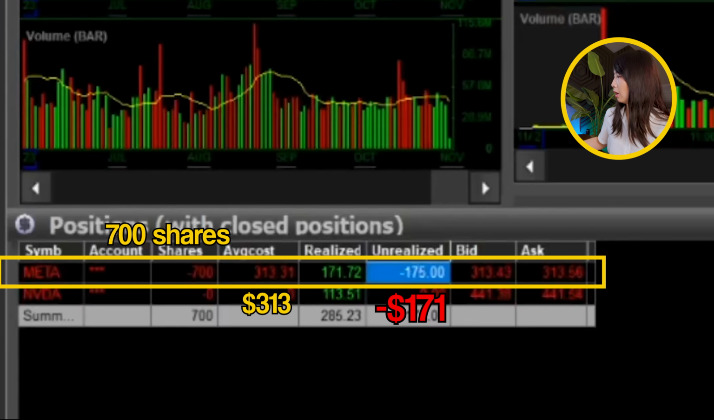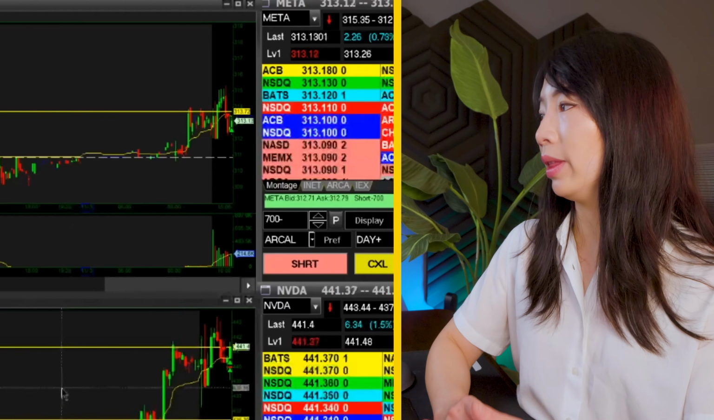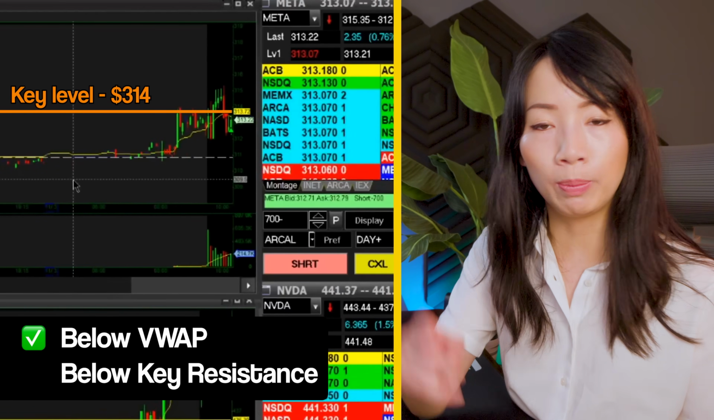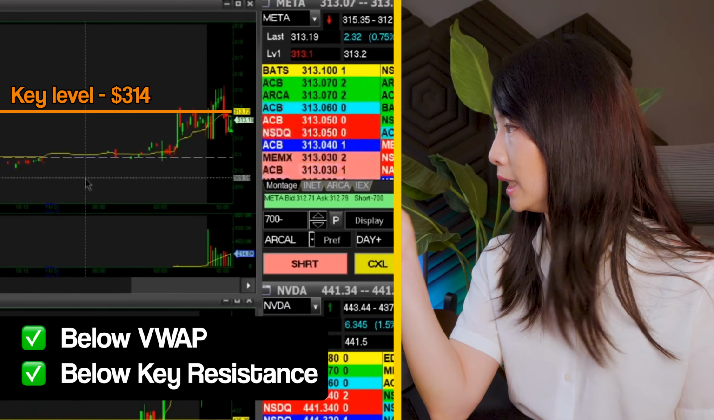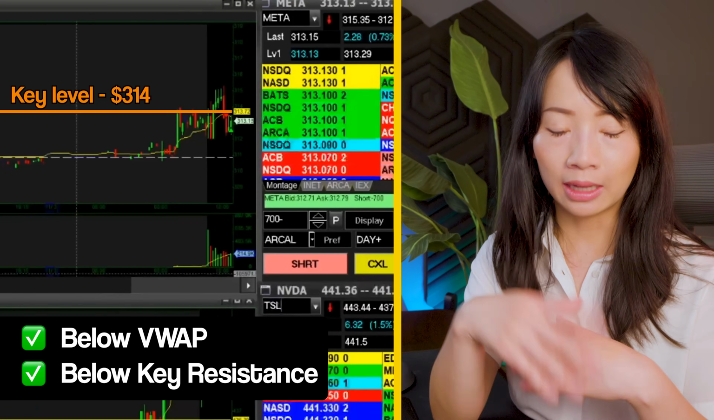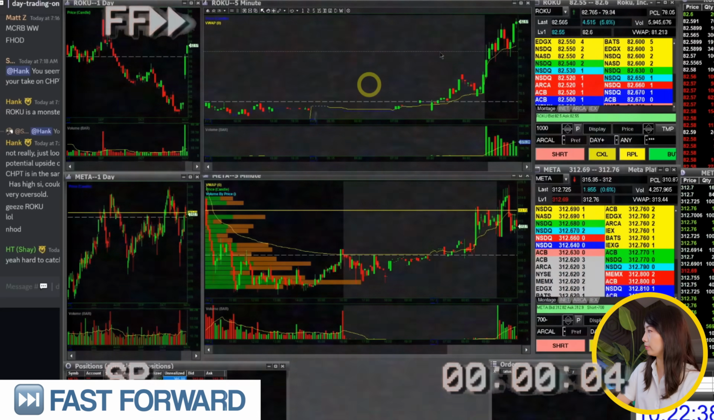On Meta, I still have the same 700 shares short. The reason I stayed with it is because, first of all, it's below VWAP, and it's still below that 314 daily key level. That's why I held on to my short.